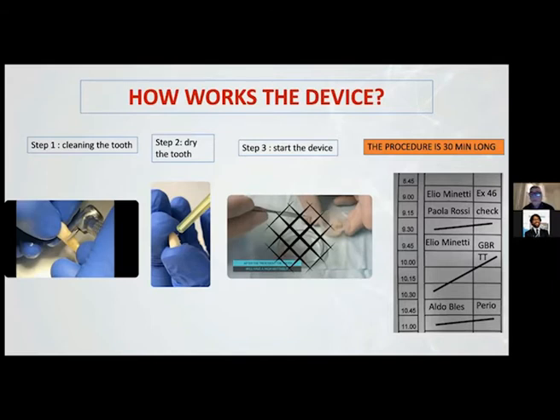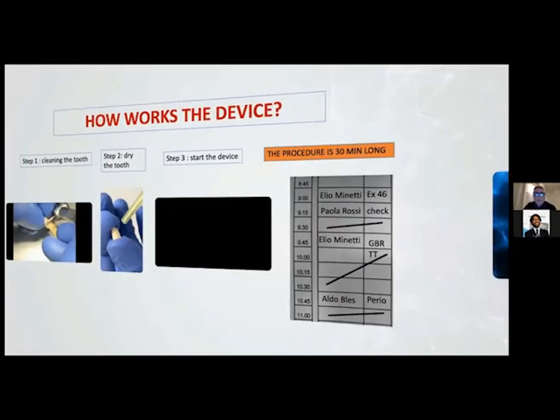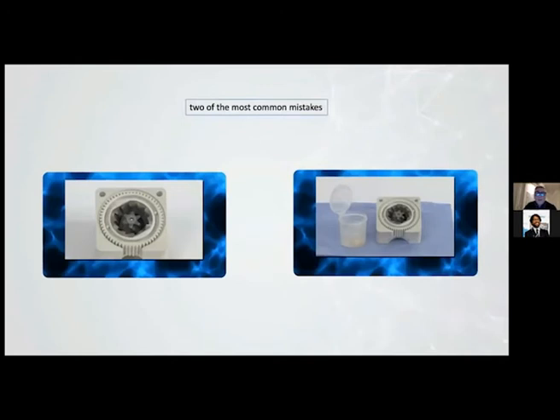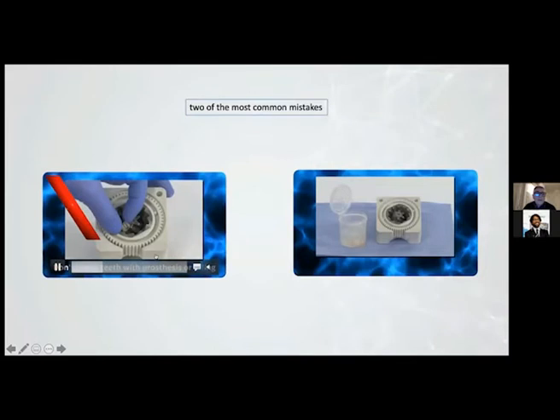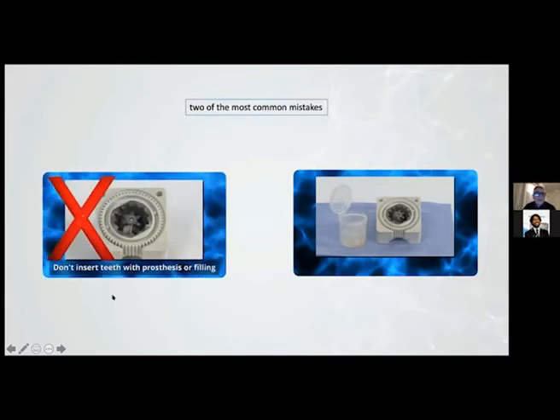So, for example, I make an extraction at 9, and I place another patient during the time of the procedure, and after 30 minutes, I start the GBR with TT. So I save time and I save money. Two of the most common mistakes are to place inside the tooth with prosthesis or wet teeth.